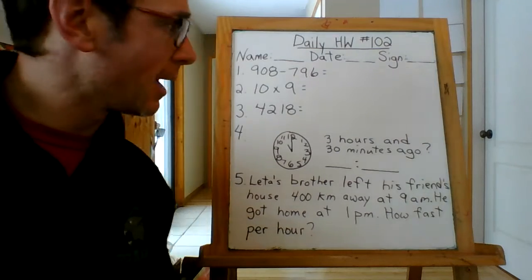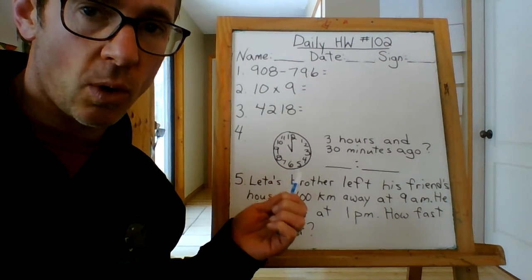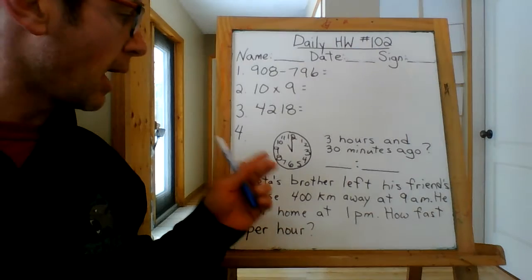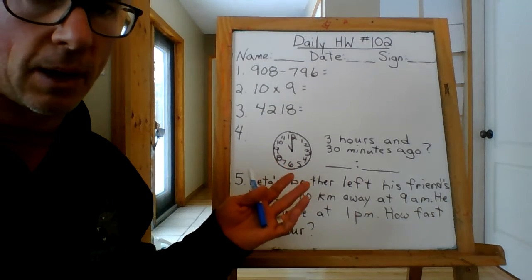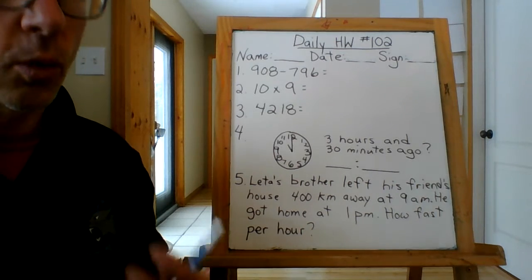Again, guys, I'm going to go over daily homework page 102. I don't have a printer at home, like some of you probably don't have a printer at home, so I just wrote it out on my whiteboard. You can do it on a piece of paper or whatever works for you.